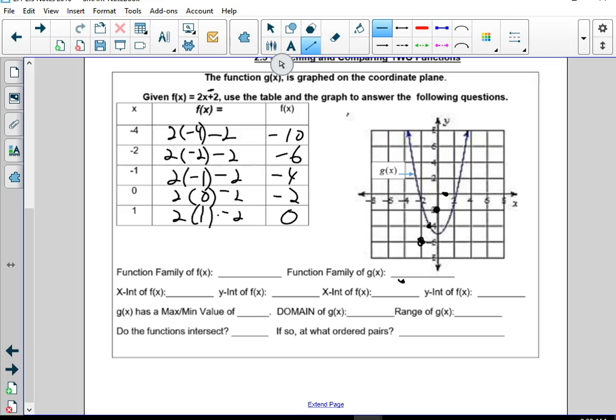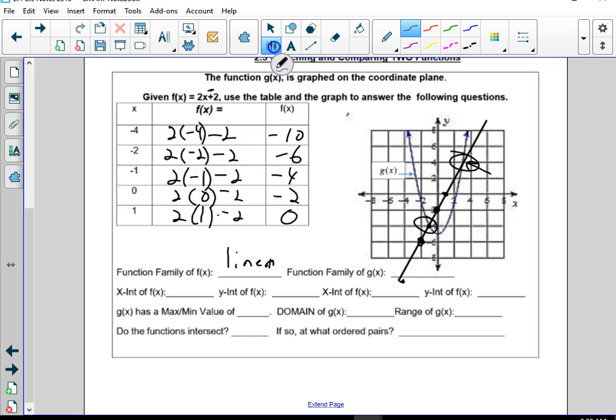Now this is going to make it kind of tough because it looks like we have another intersection right there. Okay? So we have them crossing in 2 places. Right here and right there. Everybody see that? We have the intersection of 2 different functions, a line and a parabola. So f of x is linear. G of x is quadratic.